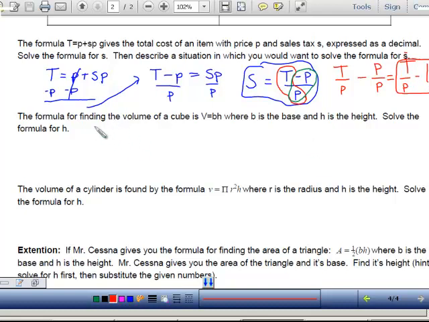I would like you to stop the video here. I want you to try to solve these next 2 problems as a class. Solve these next 2 problems, and then we'll come back and we'll see if you're correct.